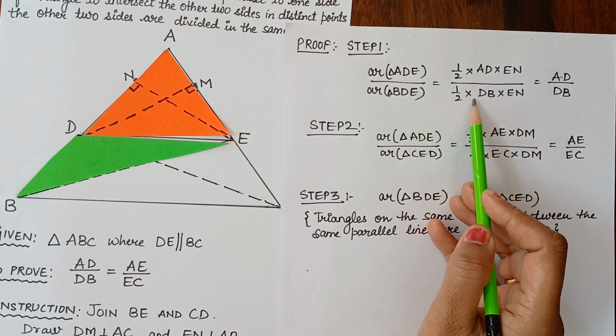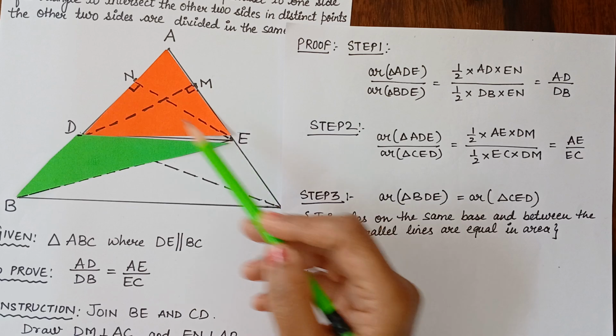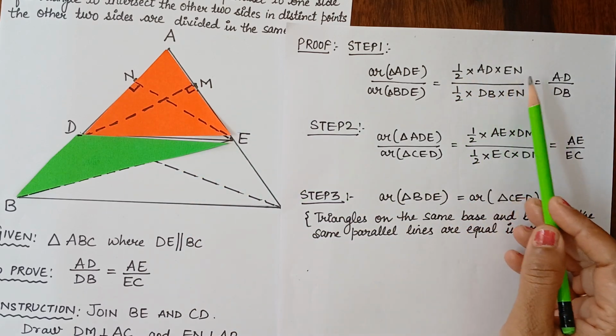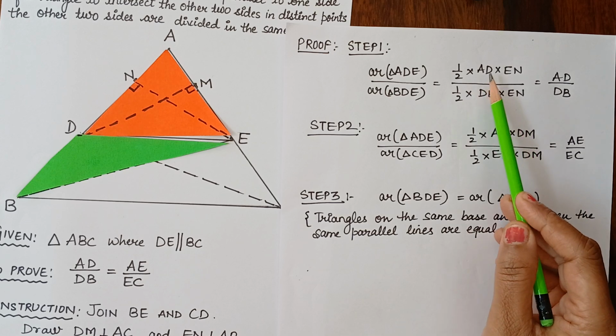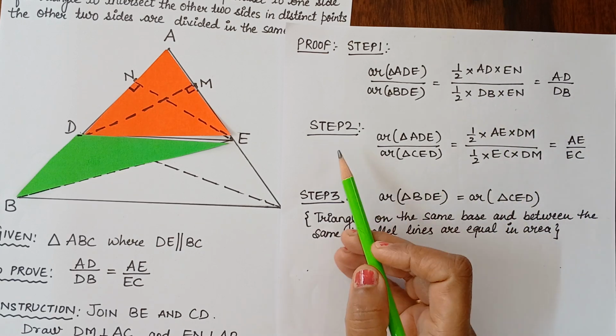So this will be half into DB into EN, that is half into base into height or perpendicular. So half and half will be cancelled and EN and EN will also be cancelled, and we will get AD by DB. Now step 2.